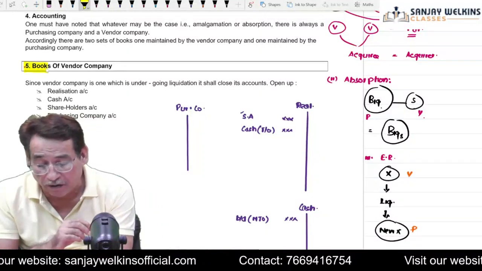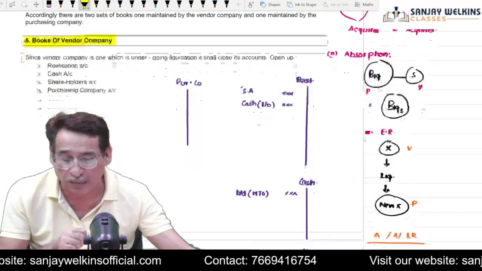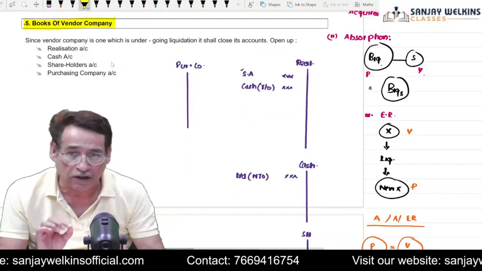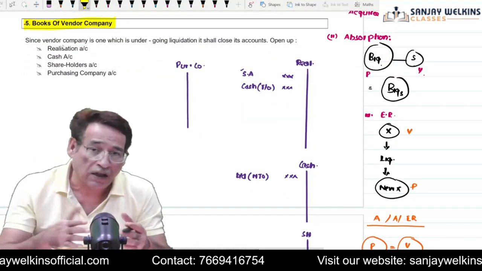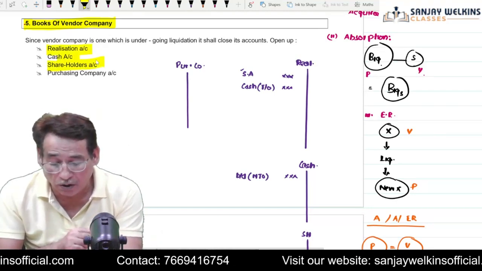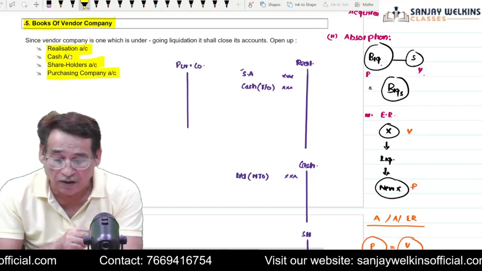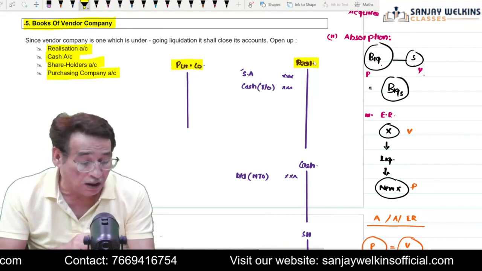Books of vendor company. That means how the accounting is done in the books of vendor company or acquiree company. Some general accounting principles are applied. Now, because the vendor company is closing down, it will prepare one realization account, cash account, shareholders account, and purchasing company account. That is what I told you. Purchasing company account, realization account.